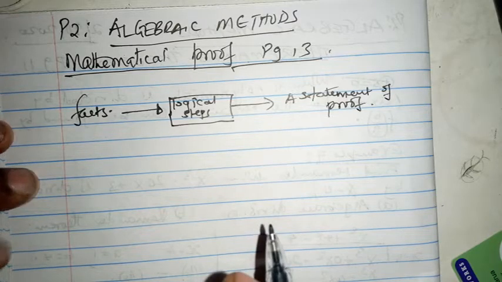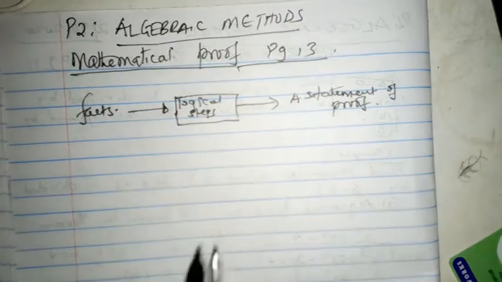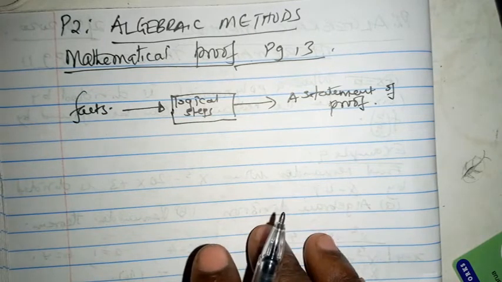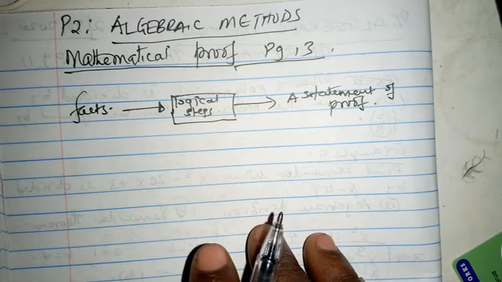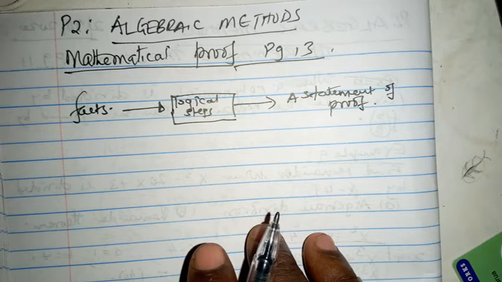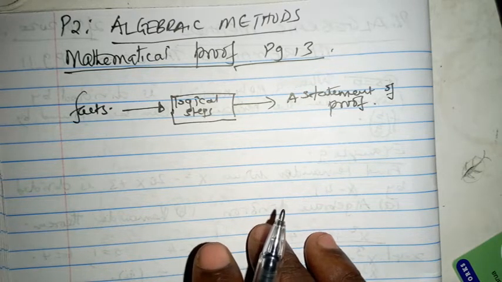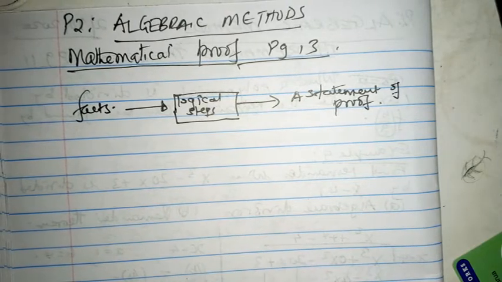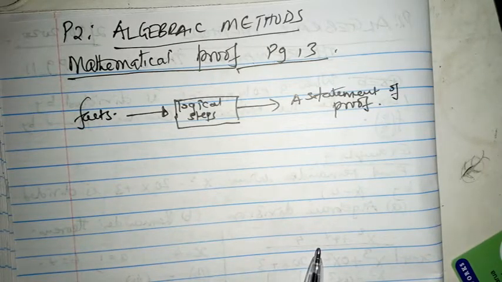We are told, in the bold statement down there, that in a mathematical proof you must state any information or assumptions you are using. Number 2, you must show every step of your proof clearly. Number 3, you must make sure that every step follows logically from the previous step. Number 4, you must make sure that you cover all possible cases. And number 5, write a statement of proof at the end of your working.